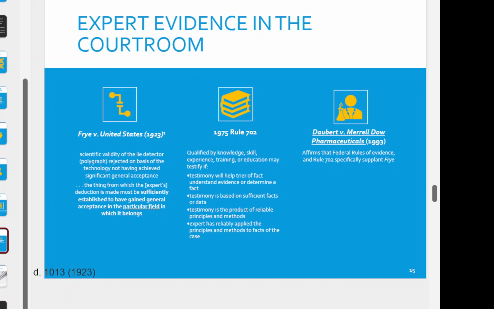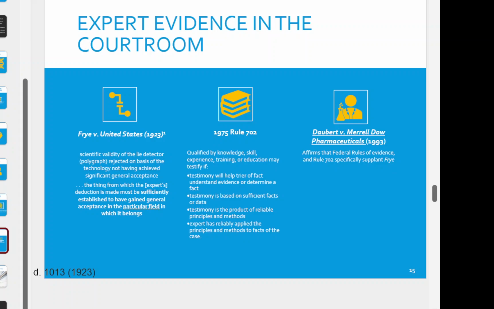So, some limitations with regard to Frye. One major criticism of the Frye standard is that it can be slow to adapt to new scientific advancements. It emphasizes the consensus of the scientific community, meaning that novel but potentially reliable scientific evidence could be excluded if it has not yet received widespread acceptance. Now, while the Frye standard has been superseded in federal courts and some state courts by the Daubert standard, which considers factors like testability, peer review, and error rates, many states still use Frye as their standard for admitting scientific evidence to the court.